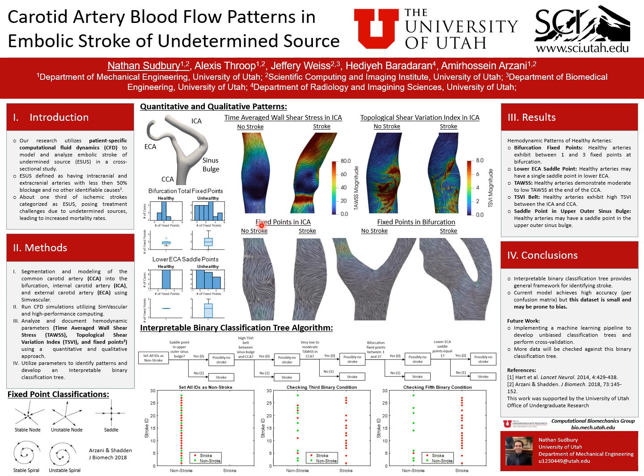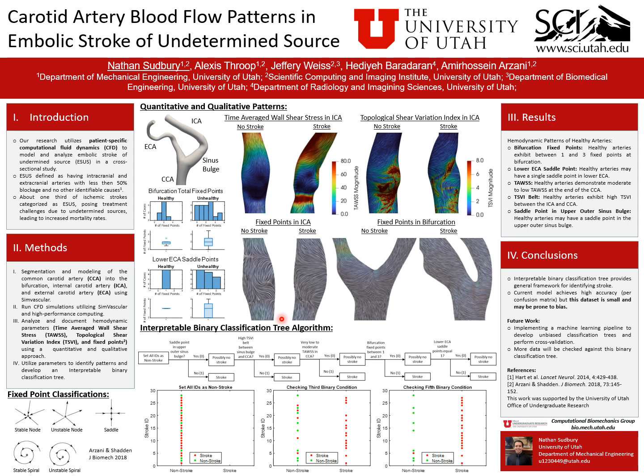For fixed points in the ICA, same sinus bulge region, non-strokes typically have 1 or more fixed points, while strokes typically don't even have a fixed saddle point up there. For fixed points in the bifurcation, this goes back to the bifurcation total fixed points. It's a little harder to observe, but I just wanted to show you some. So for this one, you can see that there is a saddle point occurring right here, whereas for strokes, they typically might not have it, or there might be a lot occurring in this region.